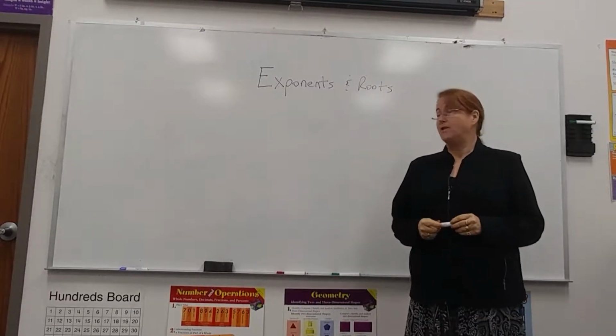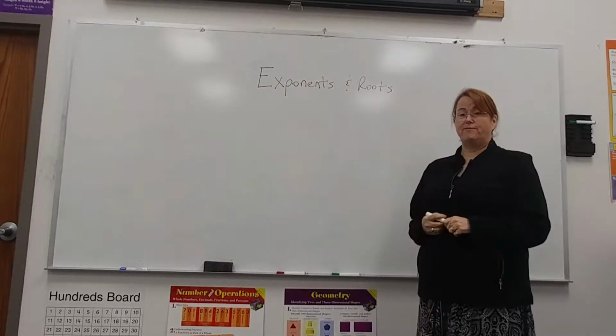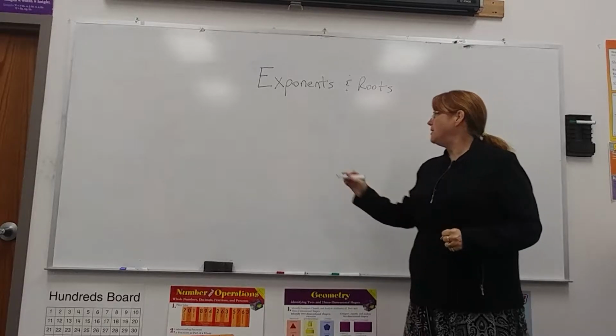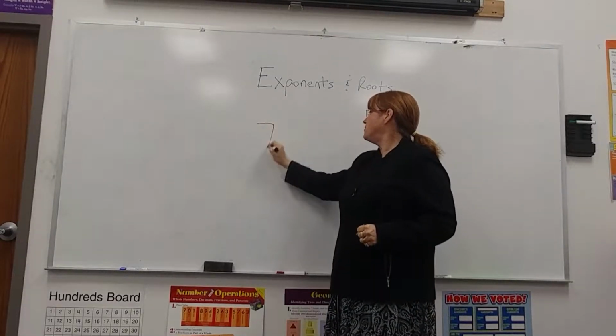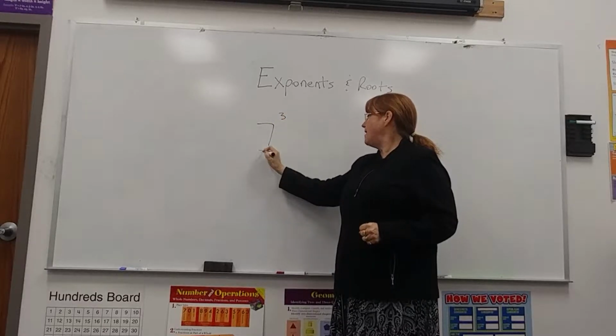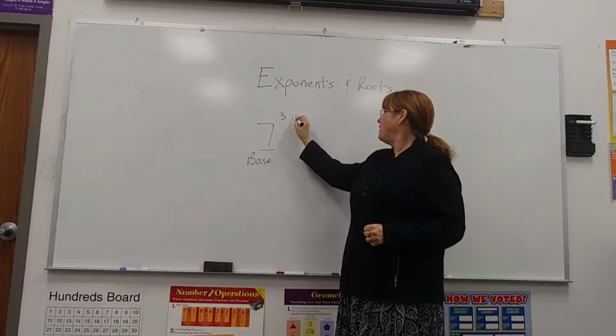About exponents and roots, and what you kind of need to know. An exponent is that little number on a number. So if you have 7 to the 3rd power, the 7 is called the base, and the 3 is called the exponent.